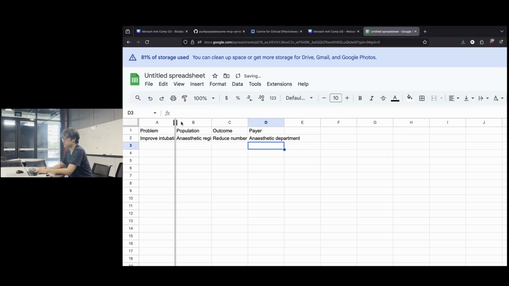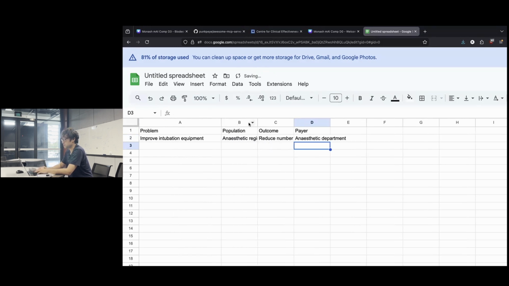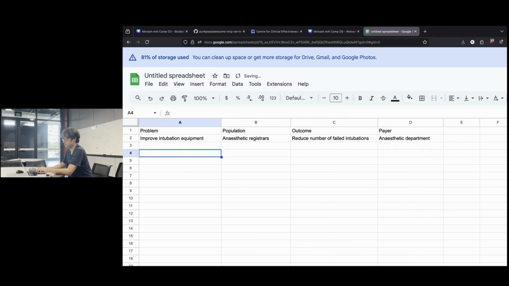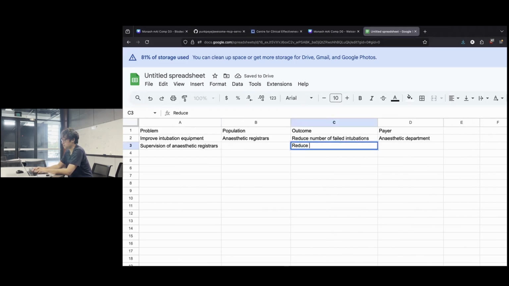Any other ones? We then had another one, which was a way to increase supervision of anesthetics registrars to reduce the amount of time between a failed and successful intubation. Yep. For the anesthetics department. Okay, cool. Awesome. Okay, any other ones?